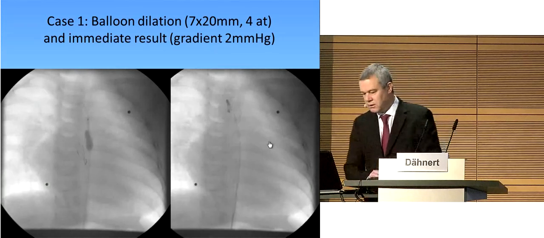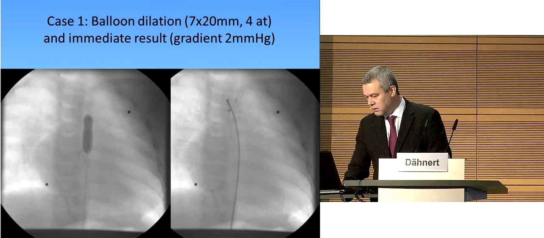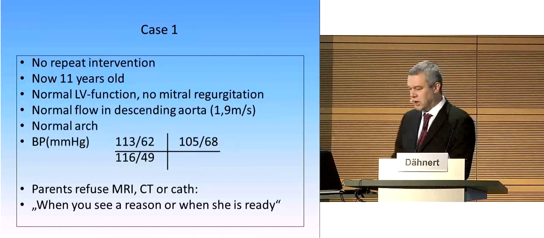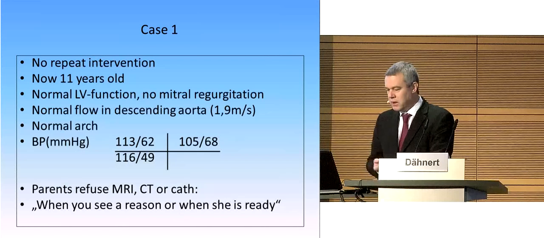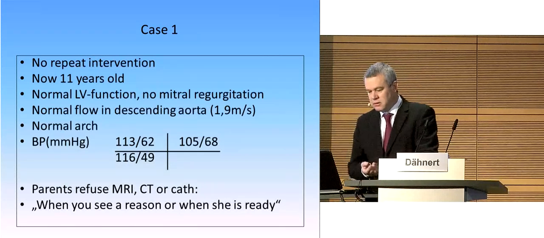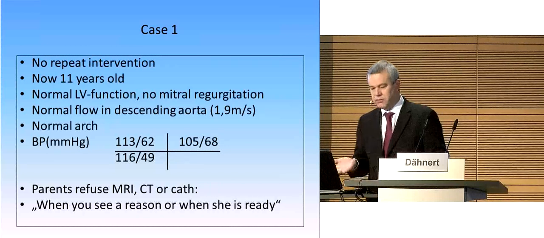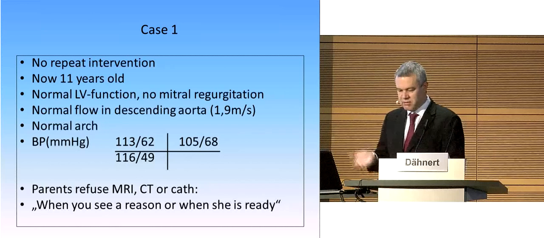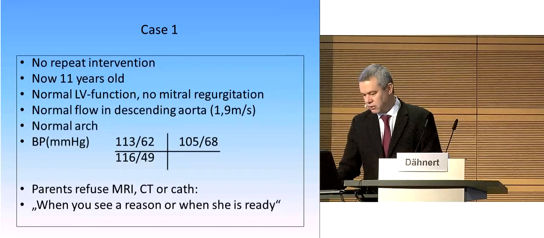You get a result, no residual gradient, and then you send the child home the next day. This special child, now 11 years old, was one of the first I did in Leipzig when I came back from Berlin. The left ventricular function is normal, the blood pressure is normal, the echo is normal, and the parents refuse to have an MRI or a CT or a recatheterization because they say, when you see a reason, we will do it, otherwise, when our child is ready, she can decide for herself.